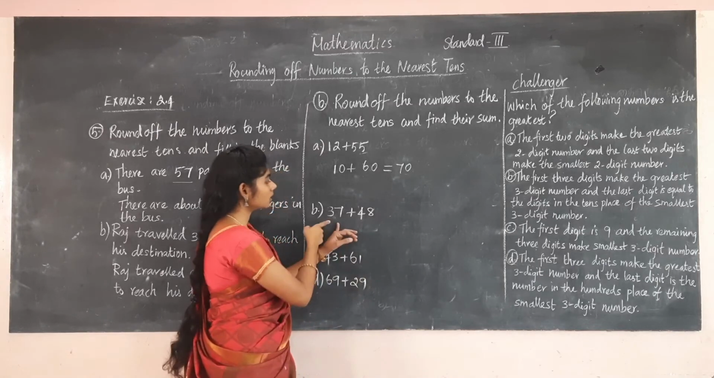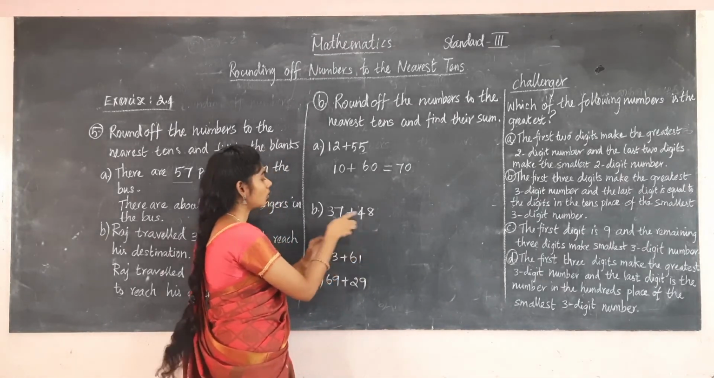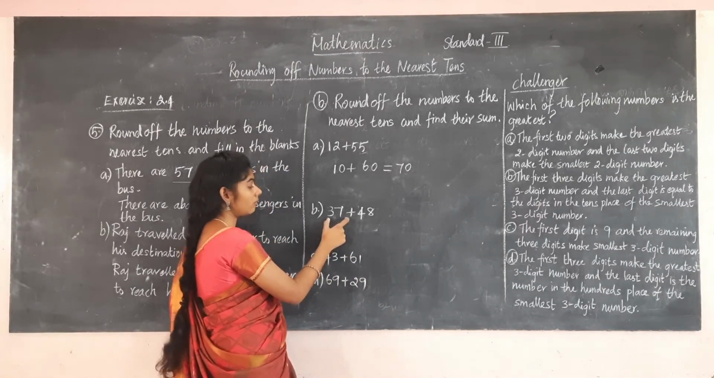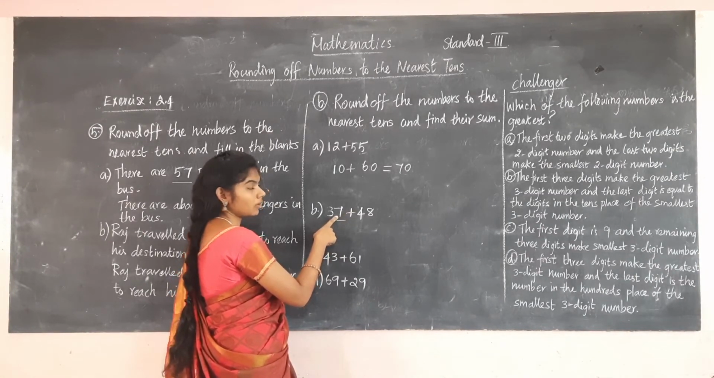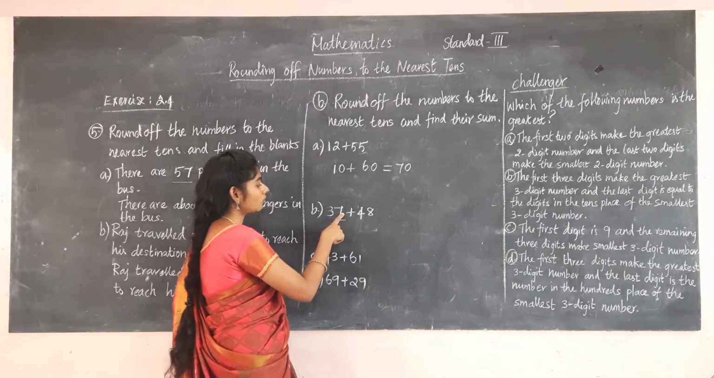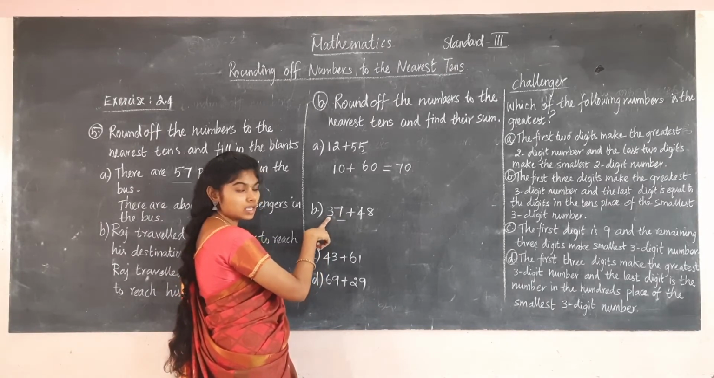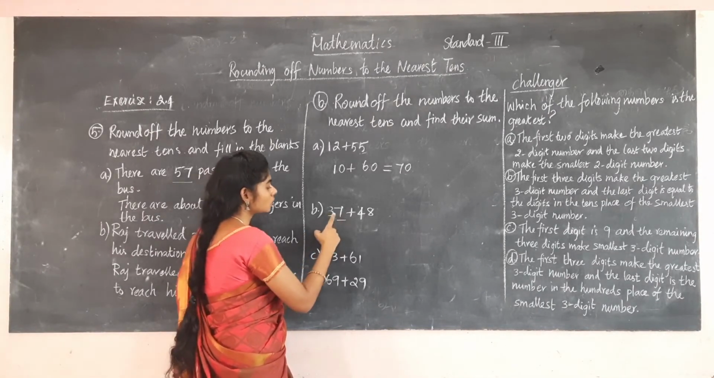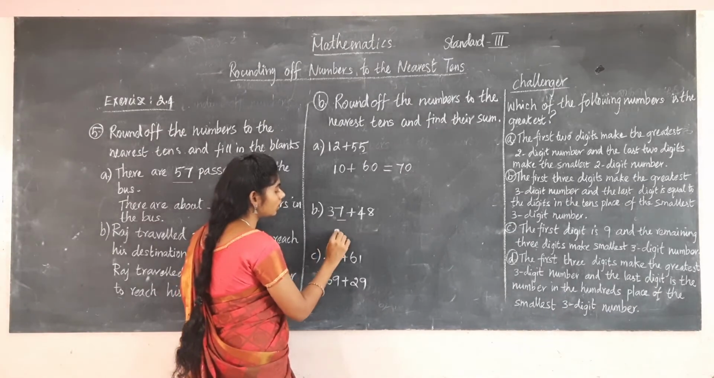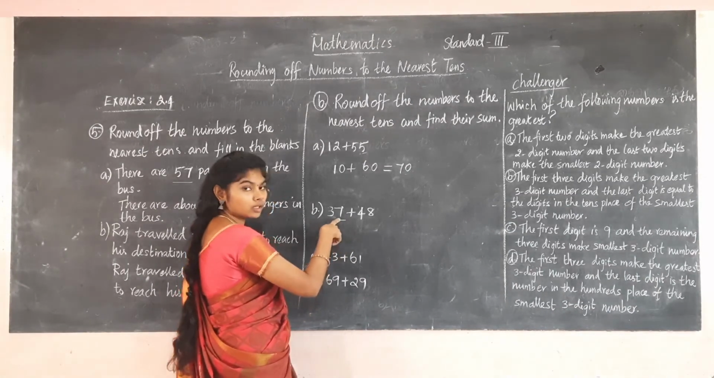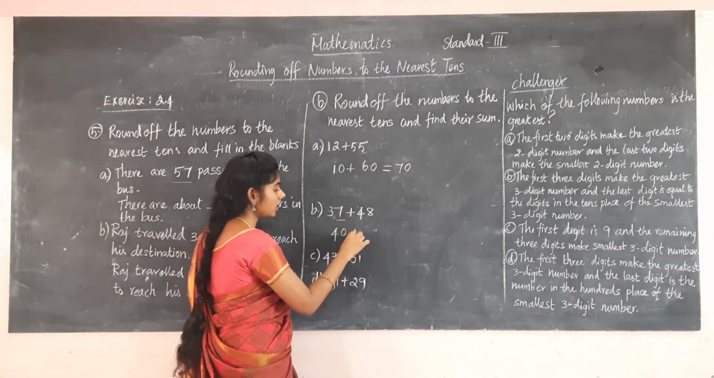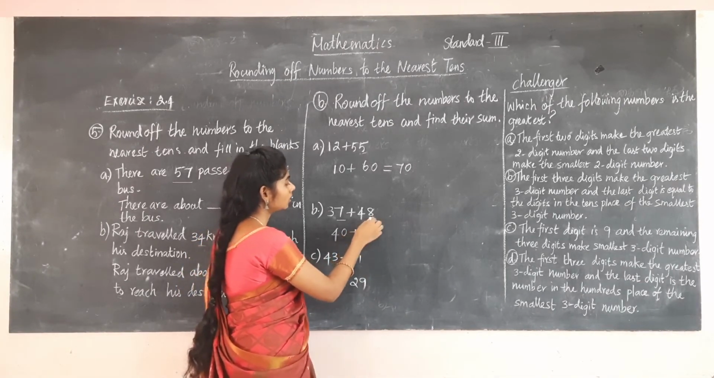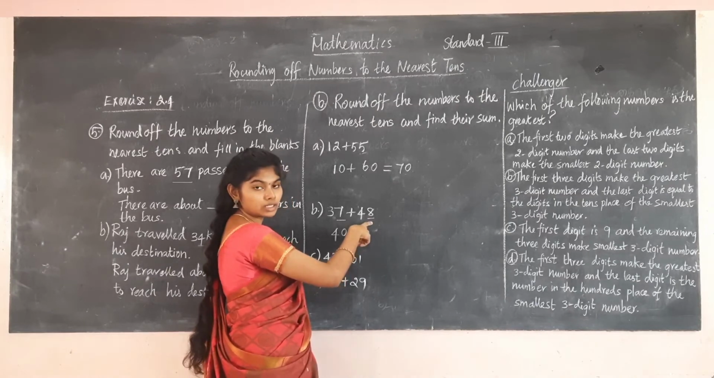The next sum is 37 plus 48. So first we have to take the number 37. Check the ones place in this term. What is given here? 7, which is more than 5. So you will add 1 in the tens place and 0 in the ones place. 3 plus 1 is 4, and 0 in the ones place. You will be getting the number 40. Then next, check the number in the ones place. What is given in the ones place?